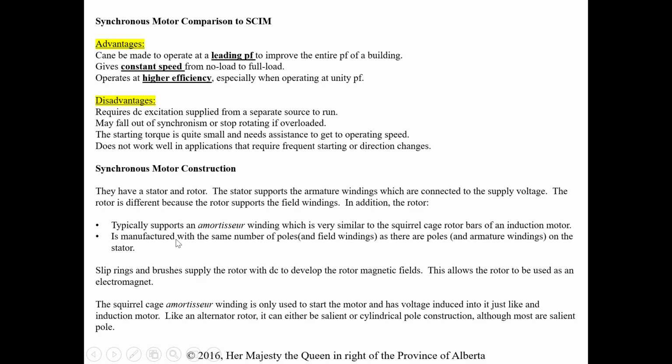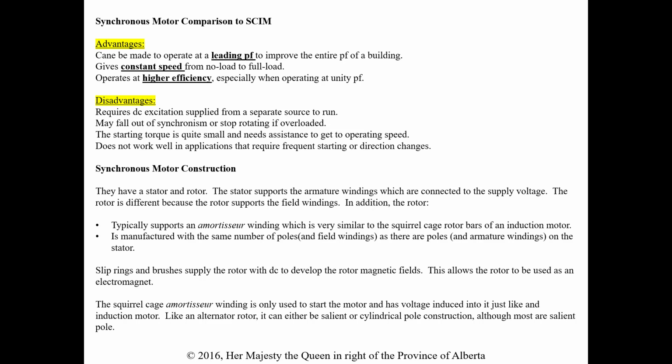So it's saying typically an amortisseur winding, which is very similar to the squirrel cage rotor bars of an induction motor. Those are also on the rotor, and we'll talk about that. That's for starting. And it's manufactured with the same number of poles and field windings as there are poles and armature windings on the stator. Slip rings and brushes supply the rotor with DC to develop the rotor magnetic field. This allows the rotor to be used as an electromagnet.